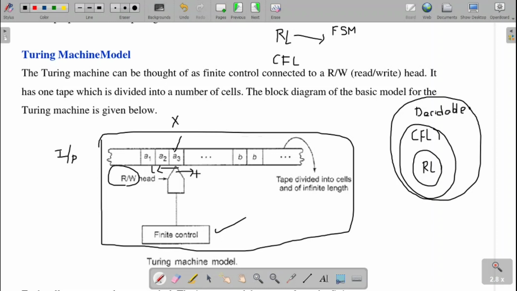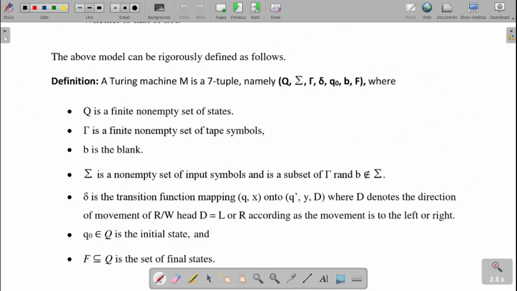Left movement may be there, right movement may be there. I can retain that symbol as it is, or I can replace it with some other symbol. This will be the architecture of the Turing machine. So if we go with the description of the Turing machine, it is defined by a 7 tuple.